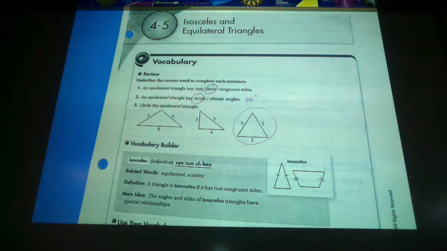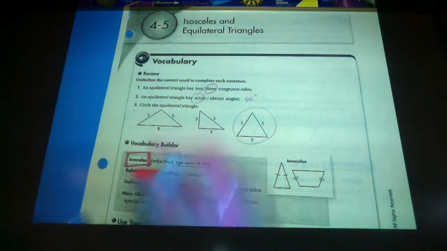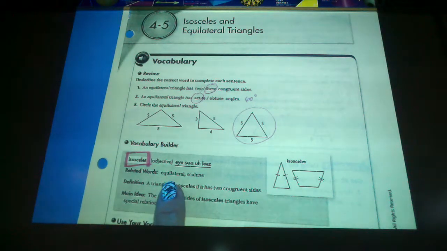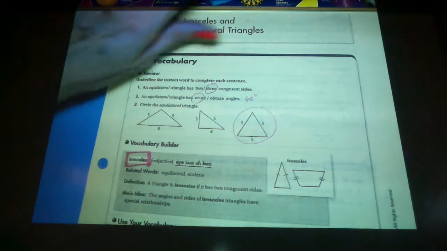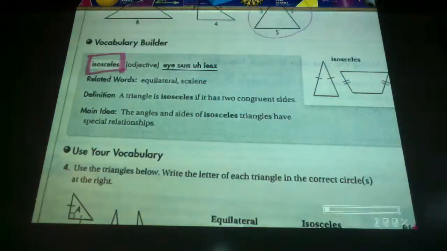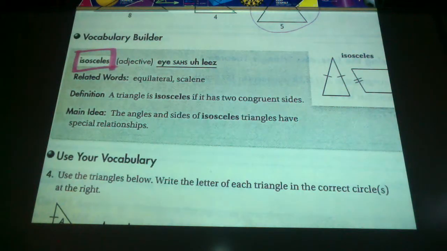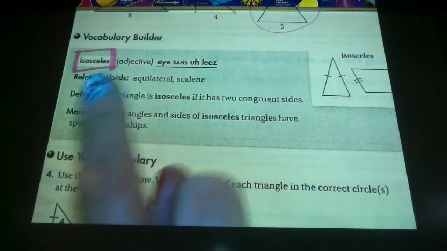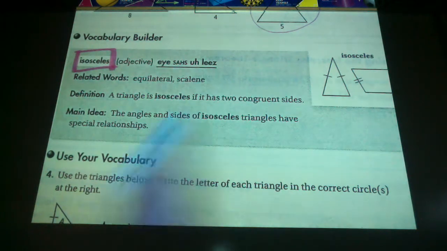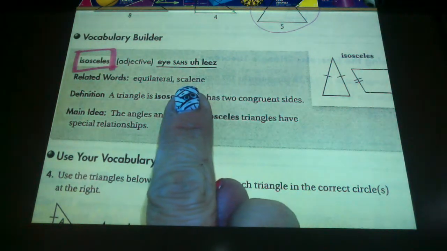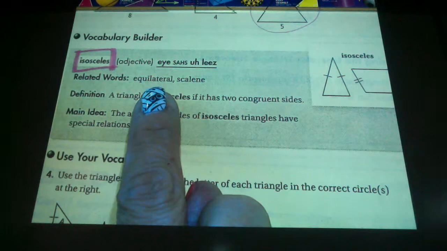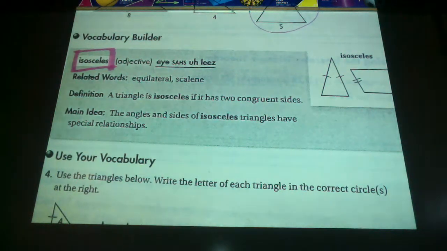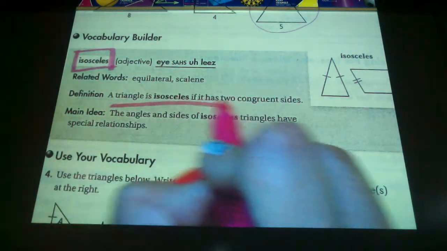So today we're going to concentrate on the word isosceles. The related words are equilateral, and in a sense, as I said, all equilaterals are isosceles, but scalenes are definitely not. These are just the different side lengths that you can have on a triangle. A triangle either has no sides congruent, which is what scalene is, or all sides congruent, or at least 2 sides congruent. So there's your definition of isosceles.